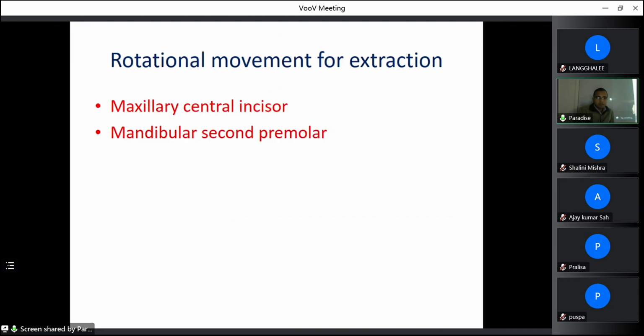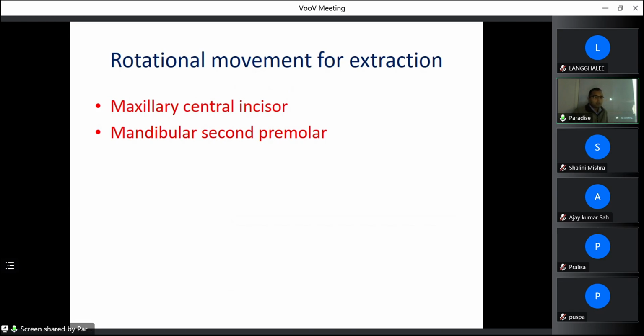The rotational movement for extraction. There are only two teeth where we can apply rotational forces: the maxillary central incisor and the mandibular second premolar, because they are single rooted teeth and their roots are oval, almost circular in shape. If you see the cross section, it is almost circular.